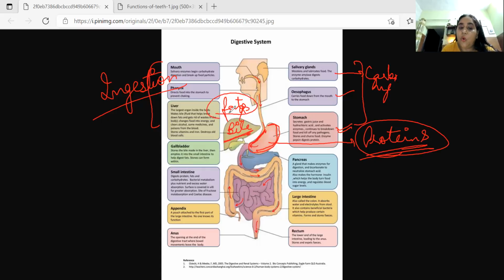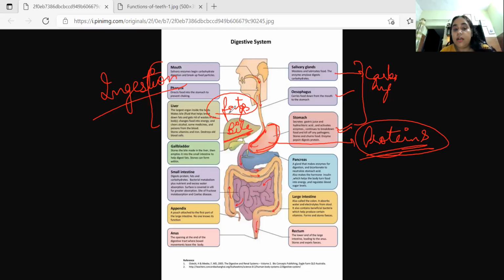It also gets rid of all the waste, changes food into energy, and clears the alcohol, medicines and poisons from the blood. So the liver is a very important part of your body, and you have to take care of it, because it is doing the maximum work. It stores the vitamins and the iron whichever you are eating. Then it destroys all your old blood cells. So you can see how important the liver is in our body. It is very important that your liver should be healthy, because it is doing most of the things.